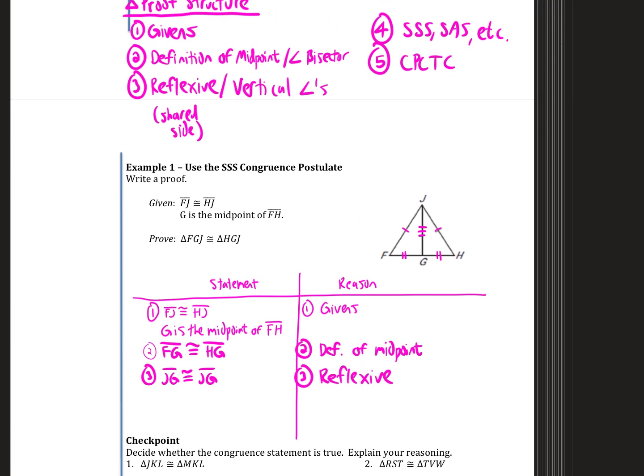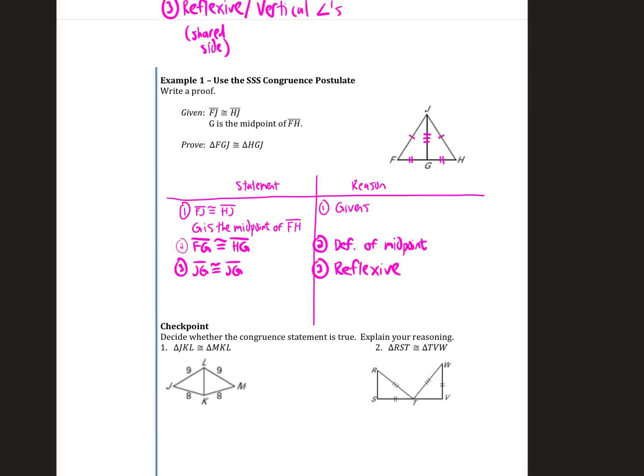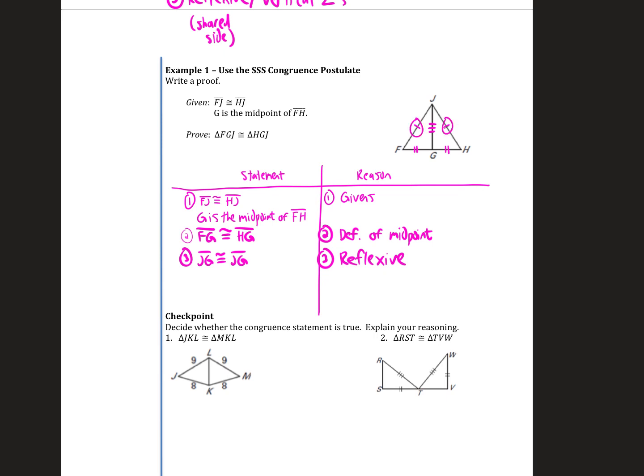All right, what comes after that? Then comes our little acronym, the side, side, side stuff. So we have all three sides are congruent. We have 1, 2, and 3. We have all three sides congruent. So we can say for step 4 that triangle FGJ is congruent to triangle, so we went FGJ, we got to go the same direction, HGJ. The reason for that is side, side, side. And there's our proof. All right?